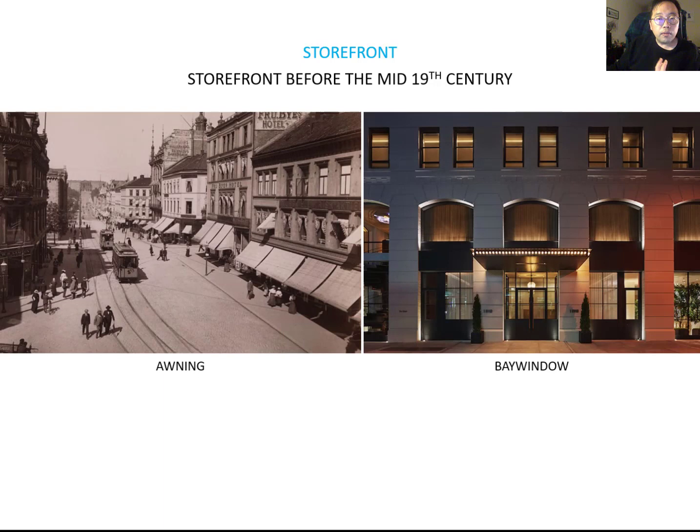Before the middle of the 19th century, the shop front didn't have a large display window, but it had features such as awnings and bay windows to attract the attention of people. You see the awning here, and then you can see the bay window attracts people. You can see more awnings and bay windows here.